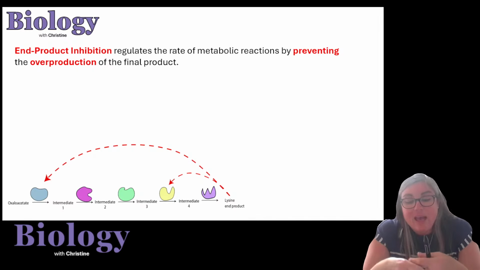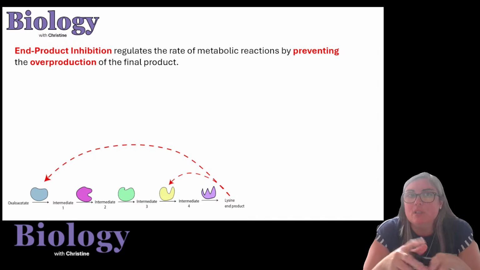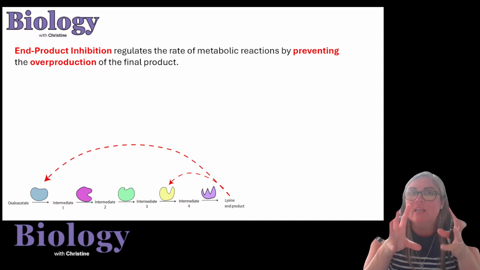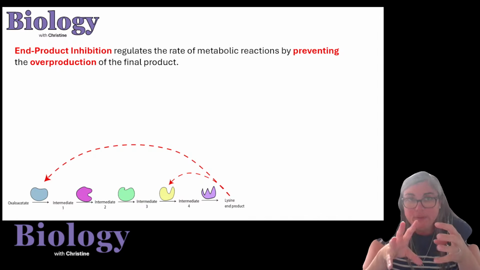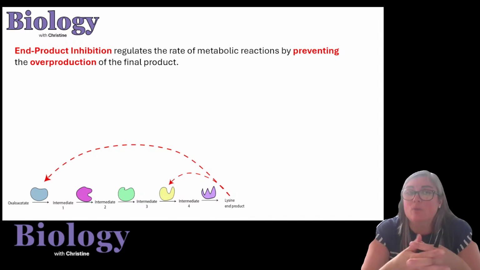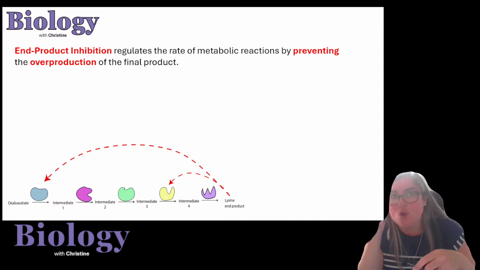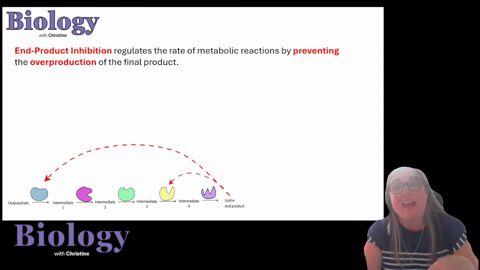Another one that they haven't done for a while, but I do feel like could come back this year, is end product inhibition. End product inhibition means that we can regulate the rate of a metabolic reaction by preventing the overproduction of the end product.